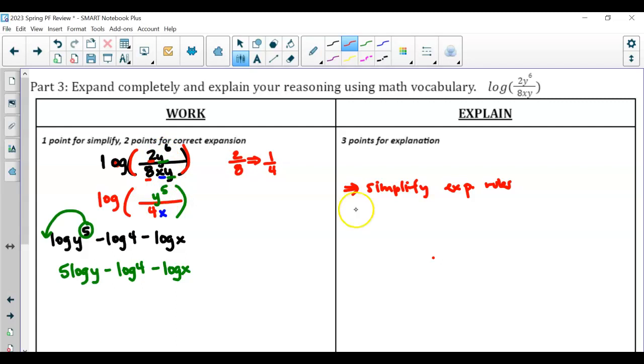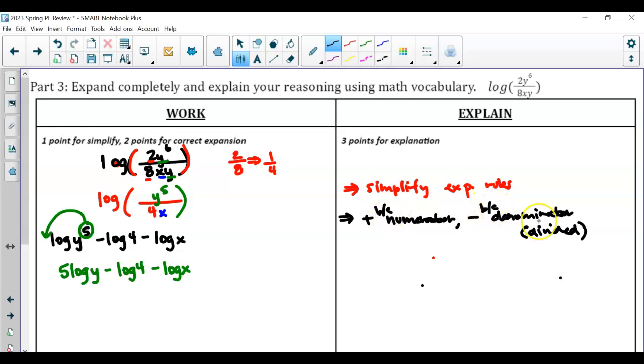Then we could start expanding, but make sure to explain, when did you use a positive? Well, when it was in the numerator, right? Then when did you subtract? Well, when it was in the denominator, or when the value was being divided. So again, don't just say now you put your plus and your minus. Why was the log y to the 5th positive? Because it was in the numerator. Why were log 4 and log x being subtracted? Because they're in the denominator, they're being divided. So keep in mind the plus and the because, the minus, but why.